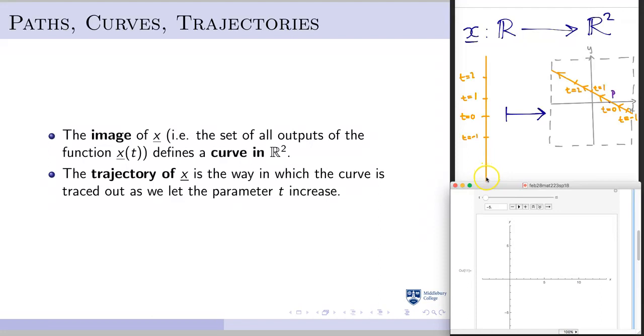As t is increasing from minus infinity all the way up through 0 through positive real numbers, the trajectory is the way in which the curve is traced out. Here's an animation. These numbers here are different values of t, and we see that as t is increasing, we're moving along this straight line. So this is the trajectory of this path. The curve is the blue line. The trajectory of the path is the way in which we are tracing out the curve that we've got right here.